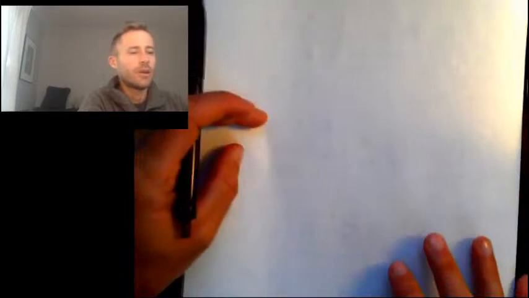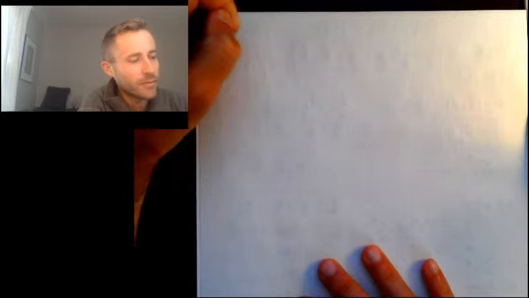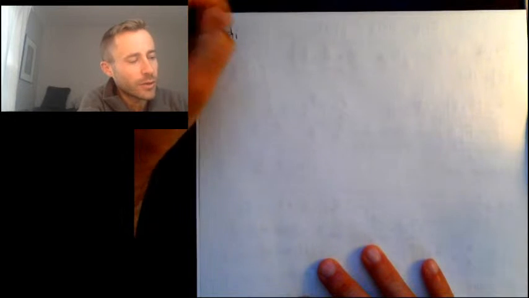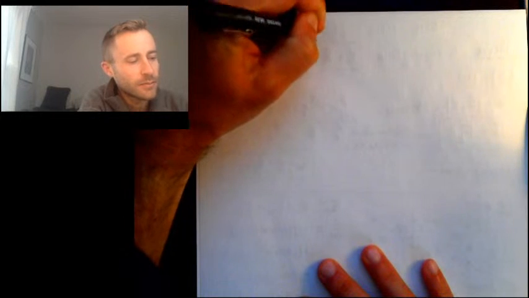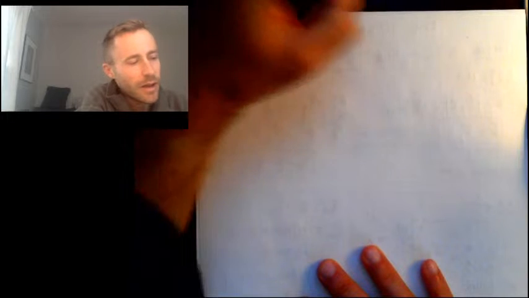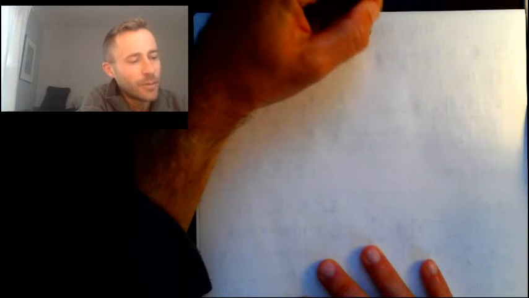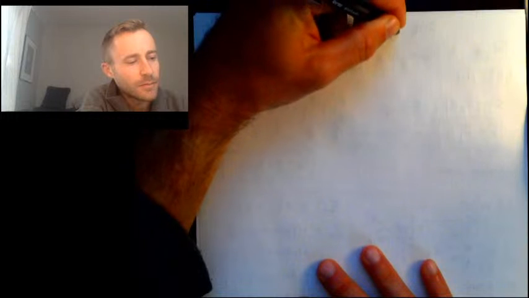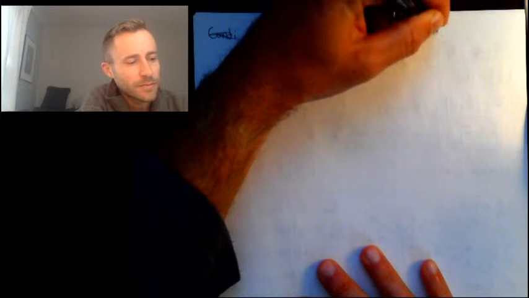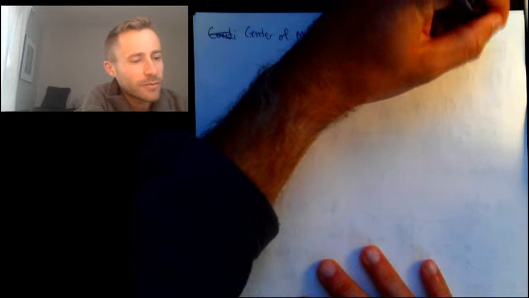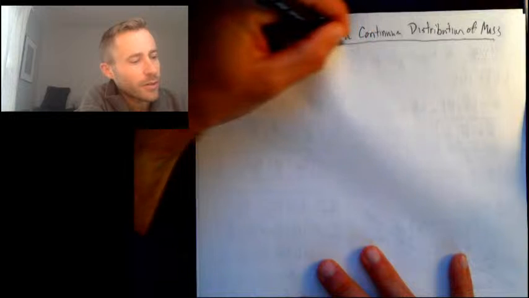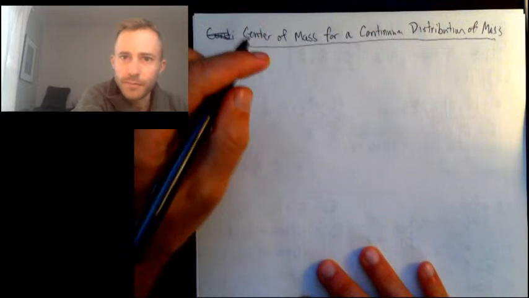All right. So now what I would like to do is talk about what happens if you have a continuum distribution. So we're going to talk about the center of mass for a continuum distribution of mass. Okay, so that's kind of our third topic for today.